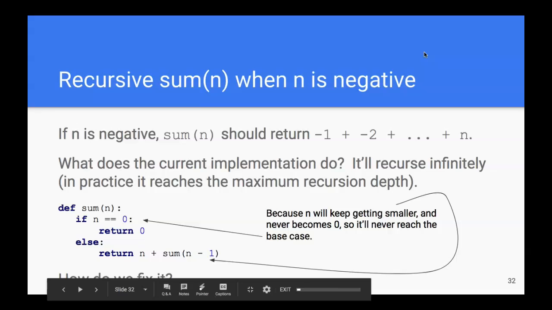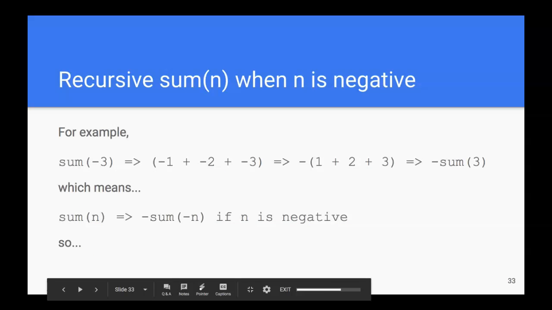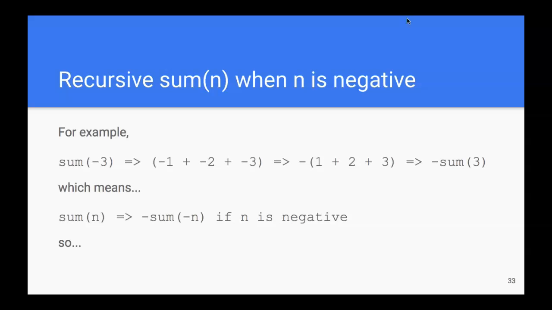So how do we fix that problem? Pause and think about it for a moment. The way to fix it is based on the following observation. Let's look at an example. Let's do sum of -3. Sum of -3 equals -1 plus -2 plus -3.